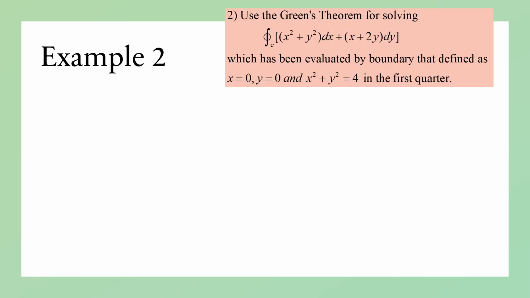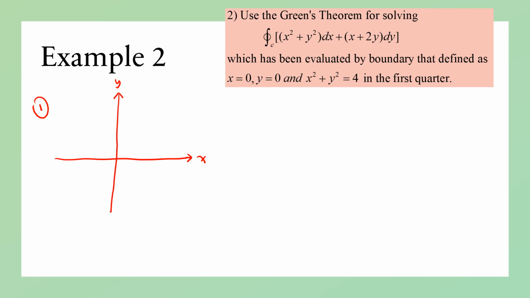Let's see example 2. Use Green's theorem to solve the single integral of (x squared plus y squared) dx plus (x plus 2y) dy, which is evaluated on the boundary defined by x equal to 0, y equal to 0, and x squared plus y squared equal to 4 in the first quarter. First step, you have to sketch the figure. So you have to remember that Green's theorem only occurs in the xy plane.